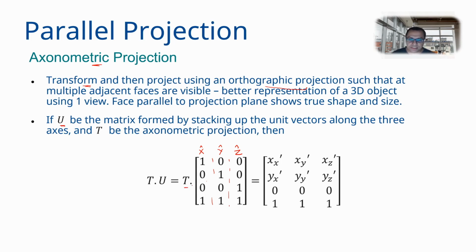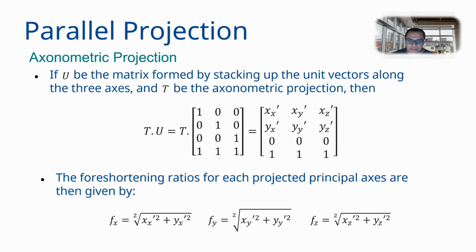Under the effect of this projection, x hat is going to go to (xx prime, yx prime, 0, 1), y hat is going to (xy prime, yy prime, 0, 1), and similarly z hat is going to (xz prime, yz prime, 0, 1). So this is the projected form of these unit vectors under the action of T, right? If this was the action of T, that it mapped the unit vectors to those vectors, then we can compute the change in length of these vectors.